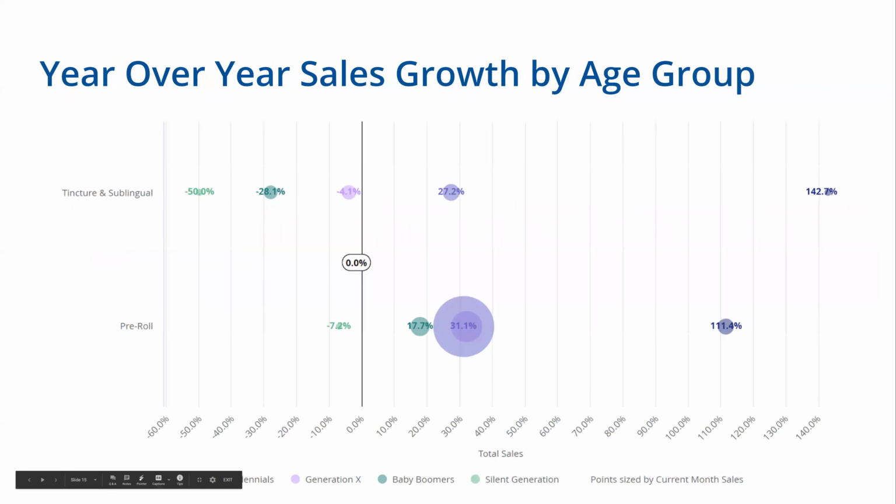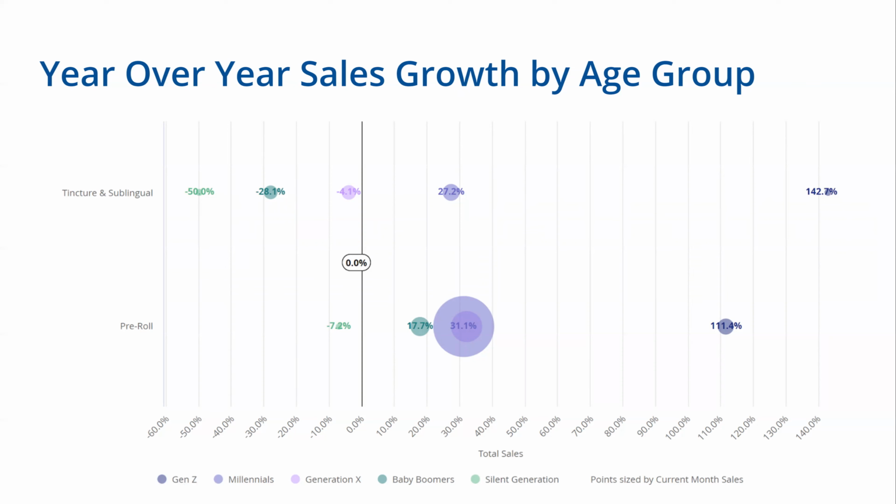Okay, and now whenever you analyze sales data, it's important to think about trends over time. So we're gonna look at some year-over-year growth next. And again, this is a bubble chart like Liz showed you earlier. And it's got a lot going on, so I'll just break it down quickly here.